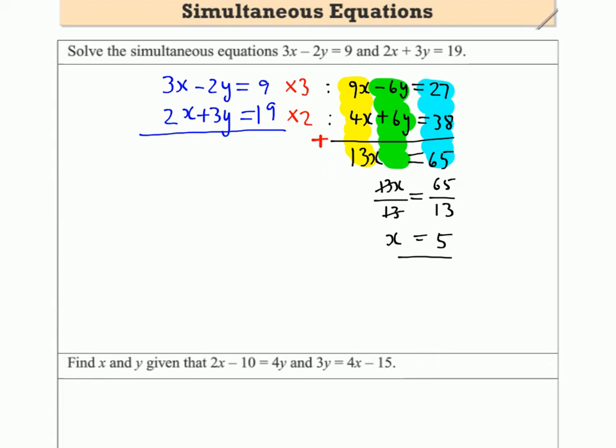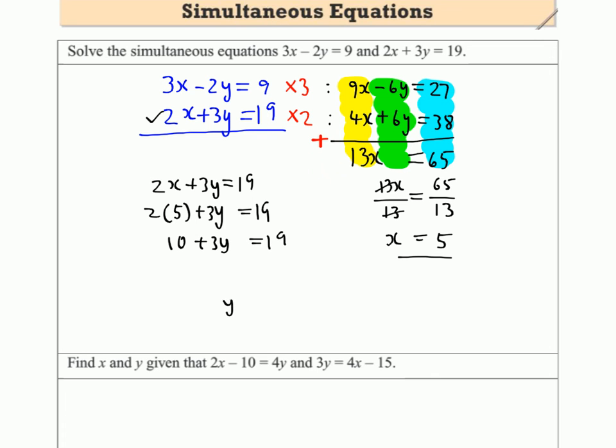Now to find the value of y, you can use either the first equation or the second equation. In this case, I'm going to choose the second simply because it has a positive y. It's just easier. So write down 2x plus 3y equals 19. We know x equals 5. 2 times 5 plus 3y equals 19. 10 plus 3y equals 19.